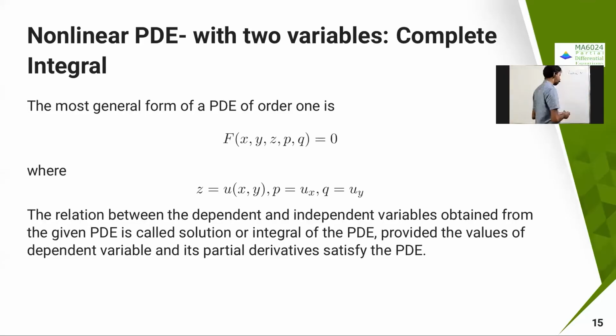So the most general form of a first order PDE in two variables can be written as F of x comma y comma z comma p comma q equal to 0. This is the most general form, where z is nothing but u of x comma y, p is nothing but ux, and q is nothing but uy. We are going to obtain the relations between the dependent and independent variables by solving this PDE. That is called the solution or integral of the PDE, provided the dependent variable and its partial derivatives satisfy this PDE.